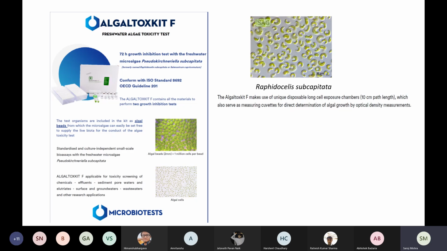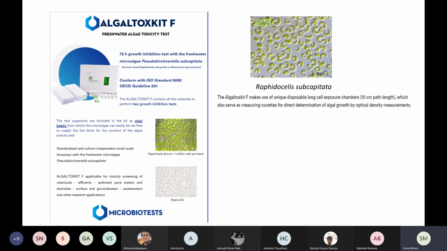So I can simply order these, and the algal beads are very easy. The microalgae can easily be set free. If you just dissolve the beads in certain compounds, the algae are released. Okay, and then the algae are going to be released. So this is how the algal cells are going to look like. Okay, and that's the way the test is going to be performed.